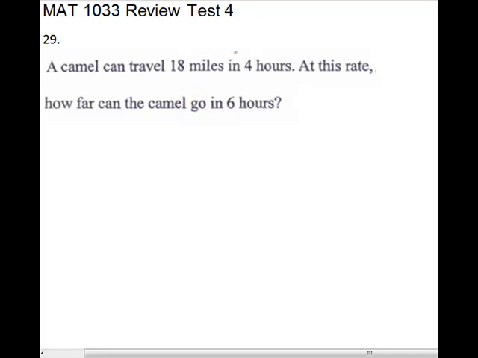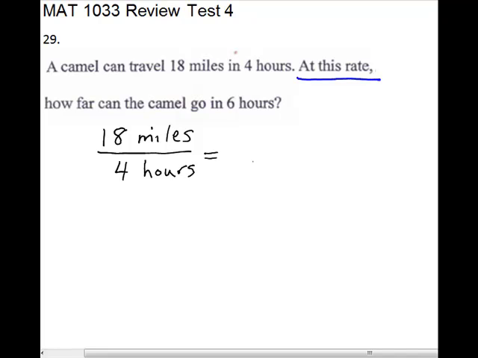It says a camel can travel 18 miles in 4 hours. At this rate, how far can the camel go in 6 hours? So when you're doing something and it's at the same rate, this is a proportion problem. So we'll make two ratios. Our first ratio will be 18 miles in 4 hours. Put your units on with your numbers. So 18 miles in 4 hours.